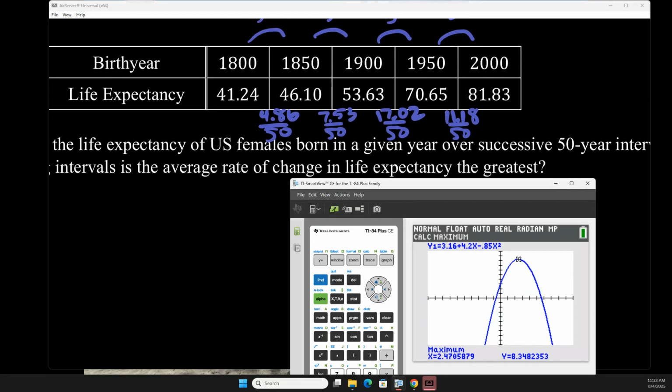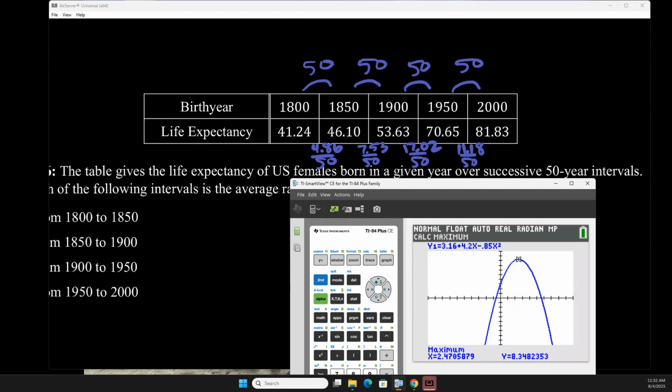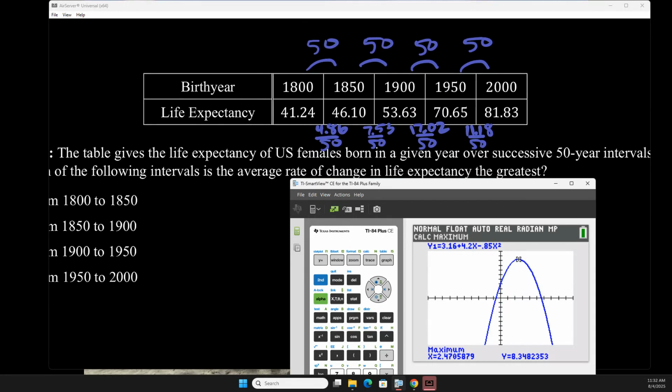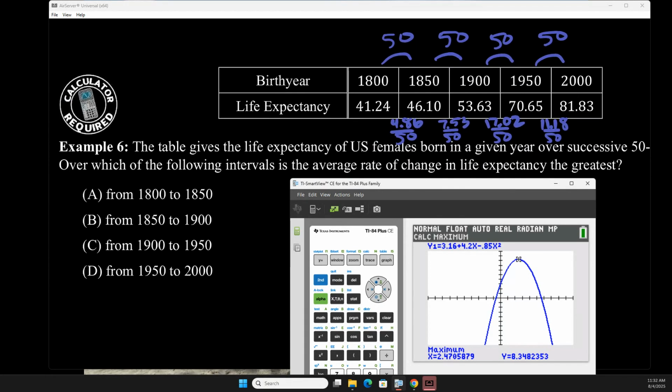So what do you think? Which interval is the greatest? Yeah. All right. What questions do you guys have? Okay.